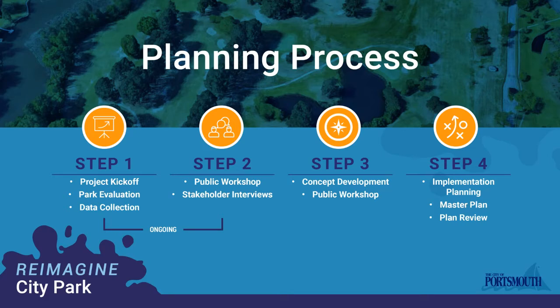So we've identified 4 simple steps for the planning process, and we began this in fall of 2020 with a project kickoff, and we also completed a park evaluation. So we actually went out walking the park, assessing the conditions of the existing amenities within the park, but we also collected a lot of information, a lot of data about the park, and allows for further evaluation of opportunities and constraints for the park itself.